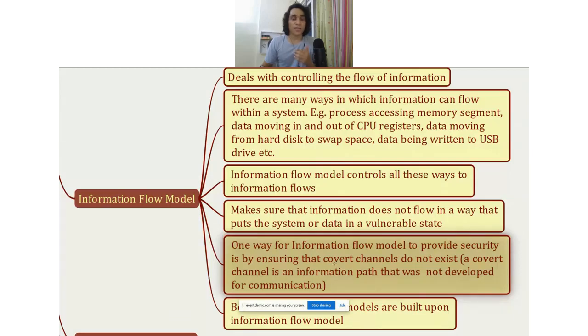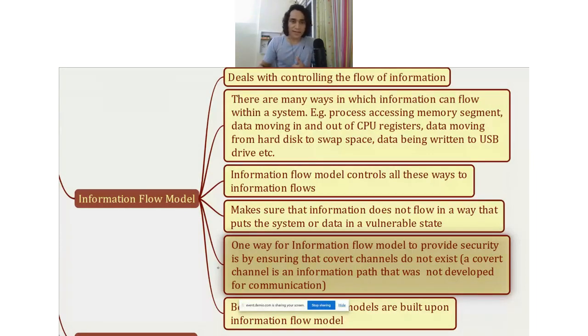So the information flow model tries to make sure that no covert channels exist, because, as I said, it tries to control the flow of information. It tries to make sure that information only flows in a secure and authorized manner. So covert channels are something the information flow model tries to avoid.